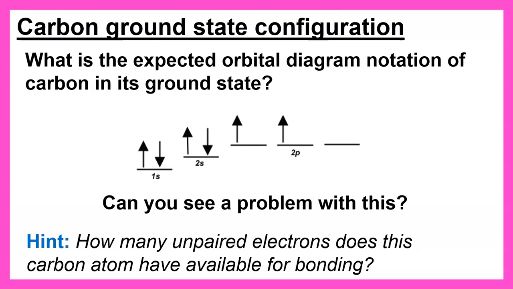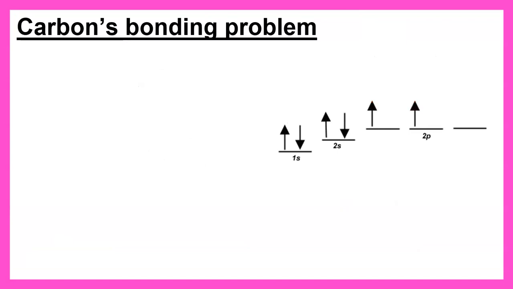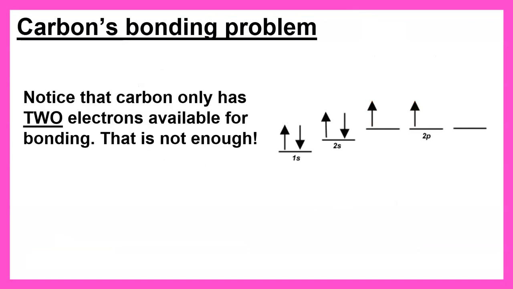How many unpaired electrons are there that are available? Right? They need to be unpaired, right? Well, I only have 2. But how many bonds do I need to be making? I need to be making 4 bonds. So they realized there's a mismatch here. Those 2 are not enough. We somehow need 4 unpaired electrons available to bond.